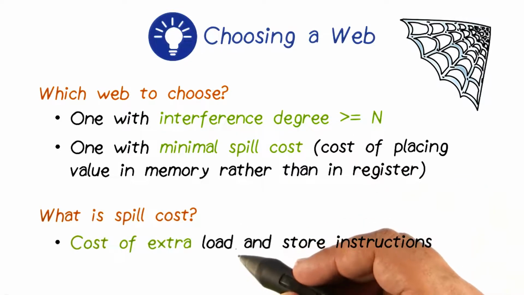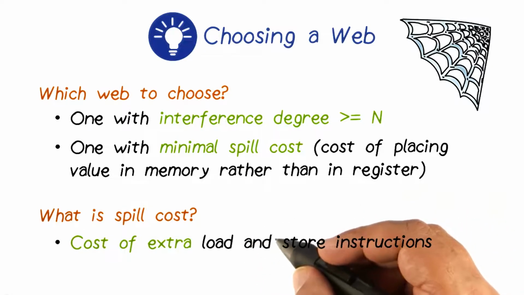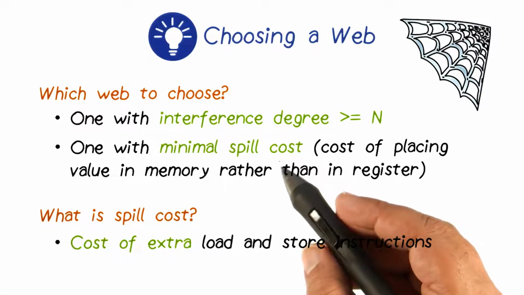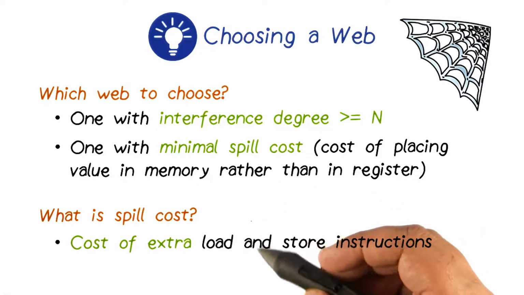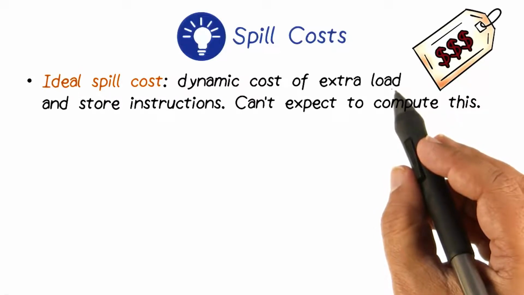So what is the spill cost? Again, this is the number of loads and stores that we incur by keeping this web in memory, and by keeping the minimal spill cost node in memory, we will have a minimal number of extra loads and stores. So let us discuss a little bit about the spill cost now. What is an ideal measure of the spill cost?